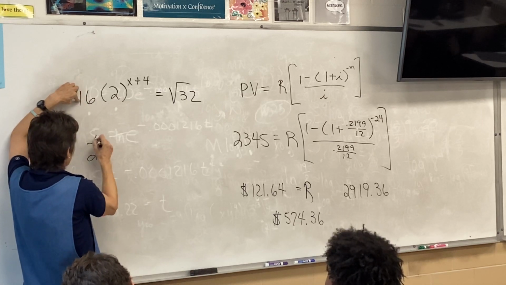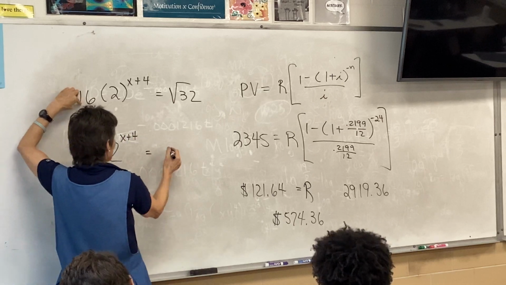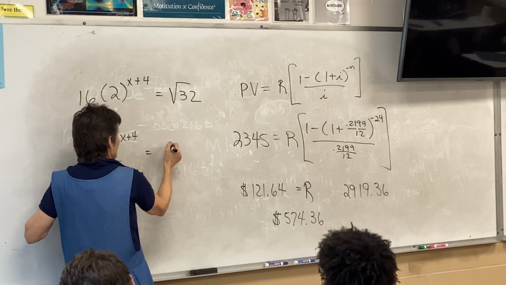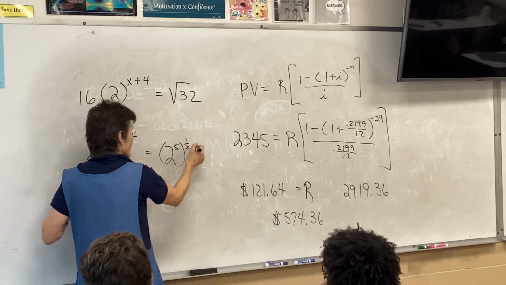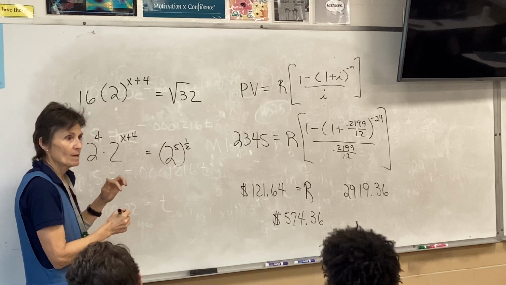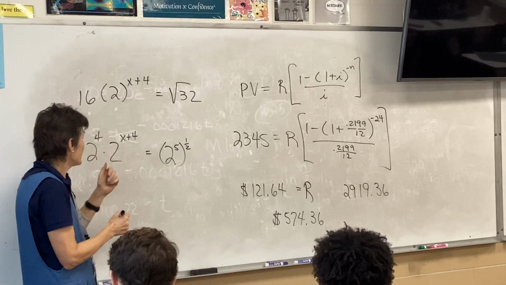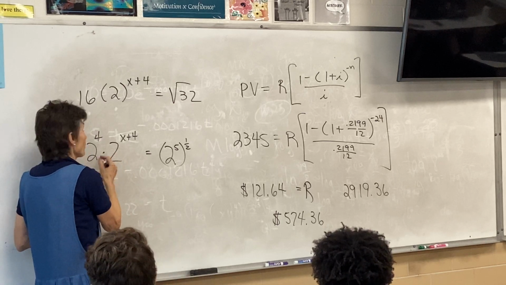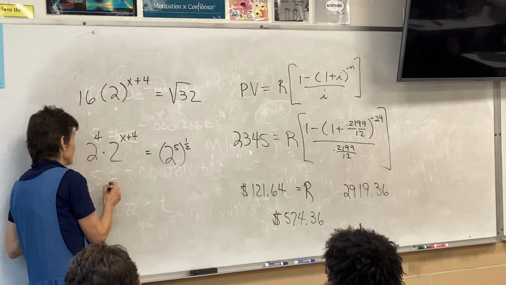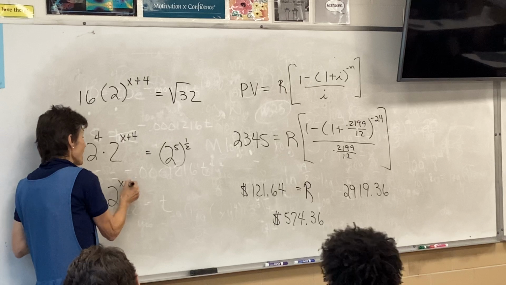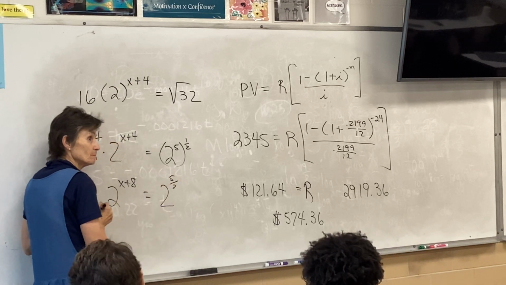So 2 to the 4th times 2 to the x plus 4 equals, okay, 32 to the 1/2 would be 2 to the 5th to the 1/2. Does that make sense to you? The radical is the 1/2. 32 is 2 to the 5th. These two guys are being multiplied. So what am I going to do with their exponents? Add. So I have 2 to the x plus 8 equals 2 to the 5/2.